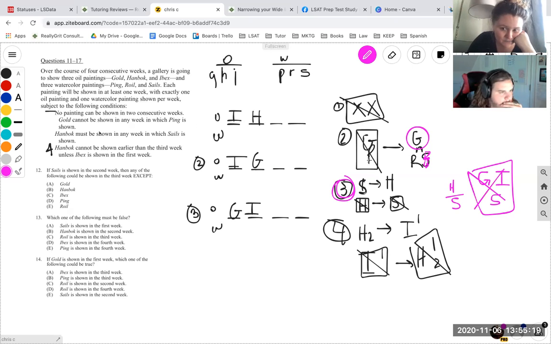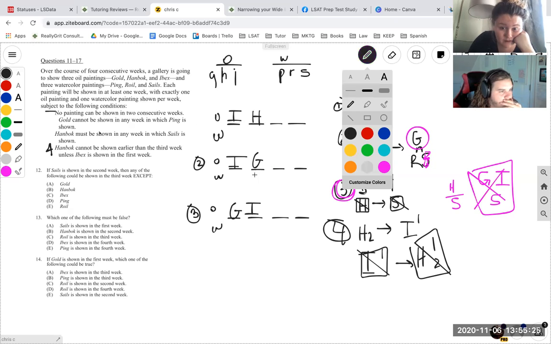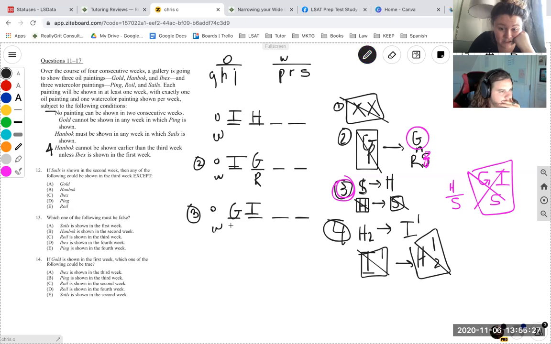The reason that this is important is we made the deduction earlier that G cannot be with P. Well, if G cannot be with S, then who does G have to be with? It has to be with R every time. Every time. That's huge. That is really huge. Okay, sorry, I just saw that and I wanted to point it out.